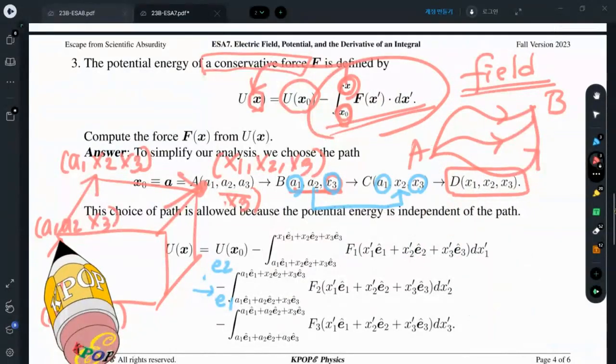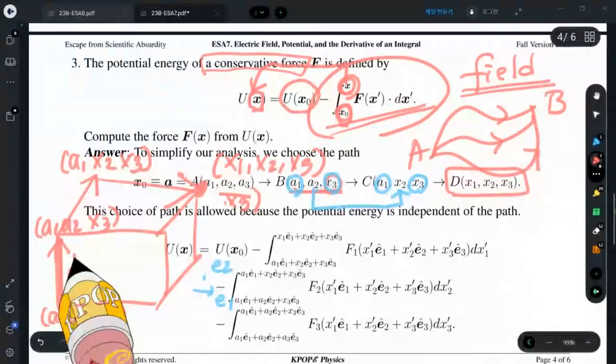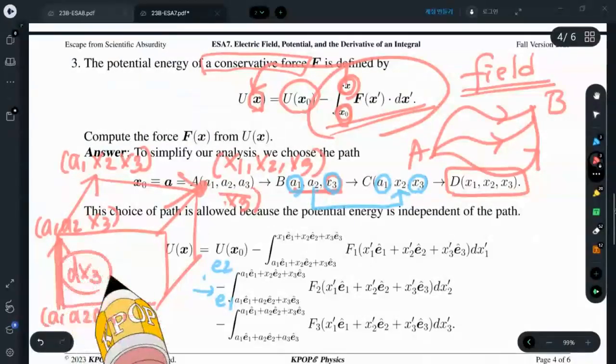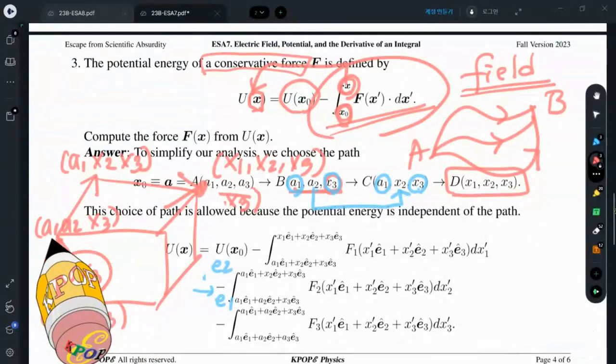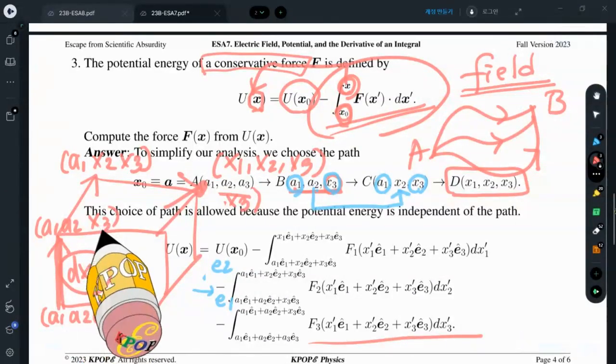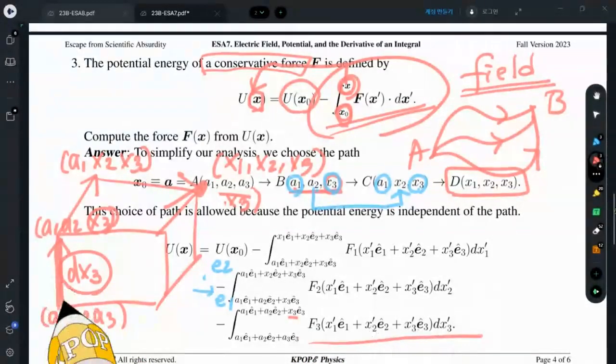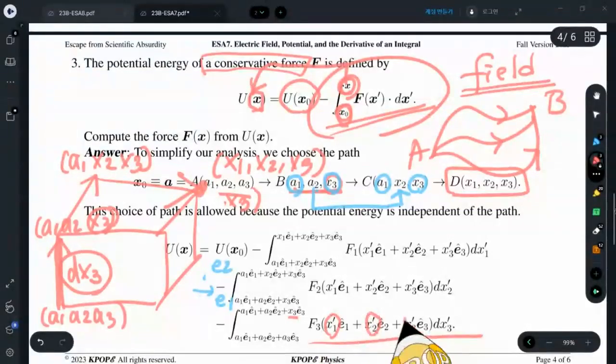First path, this path involves the dx3 integral. Z component integral contributes only this one. First path, A1, A2, A3. I changed x3 only. And because they are integrated over this path, we use primed variable for this.